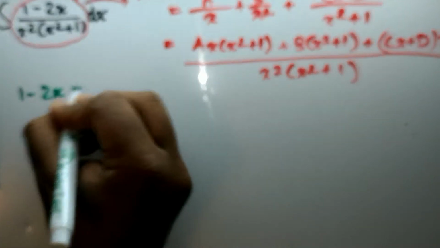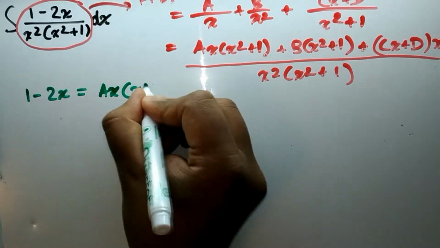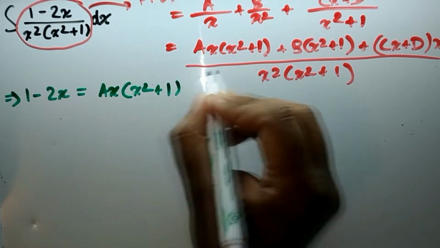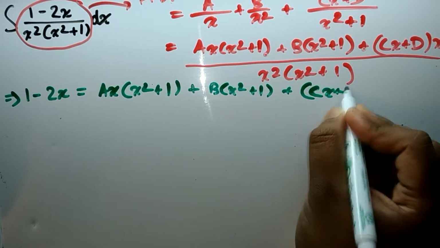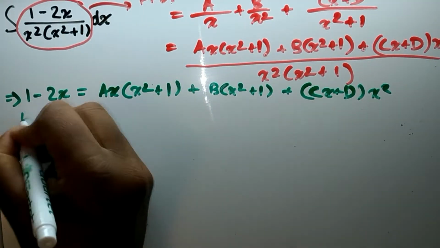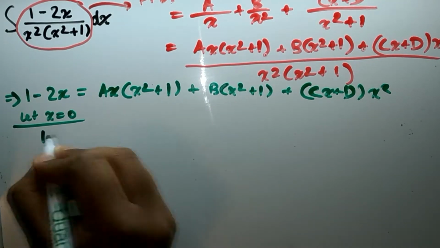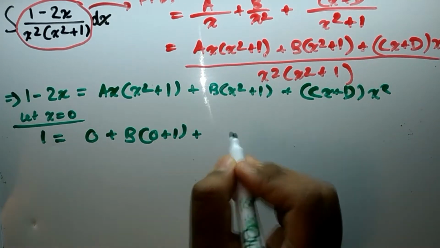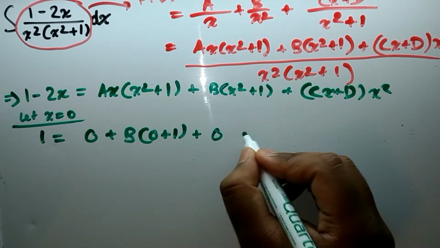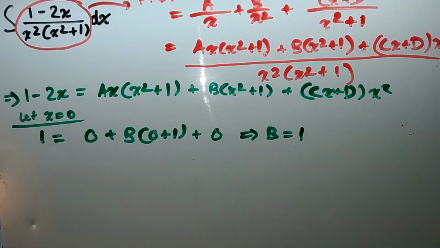So then you can let the numerators equal, so it's going to be 1 minus 2x equals ax times x squared plus 1 plus b times x squared plus 1 plus cx plus d all times x squared. And then we can let x equal to 0 to eliminate all the terms except for b, so we just get b equals 1.